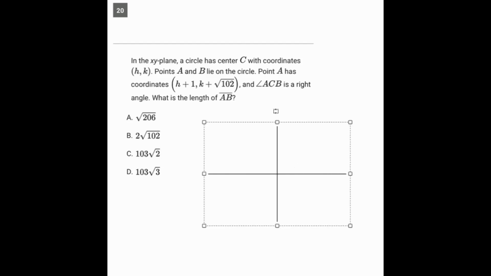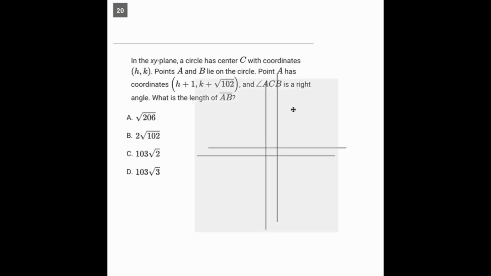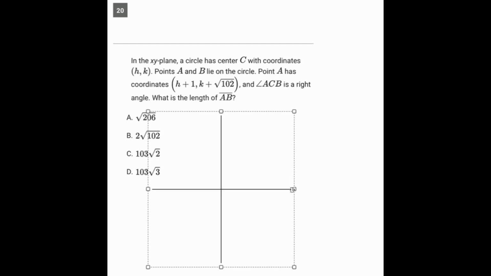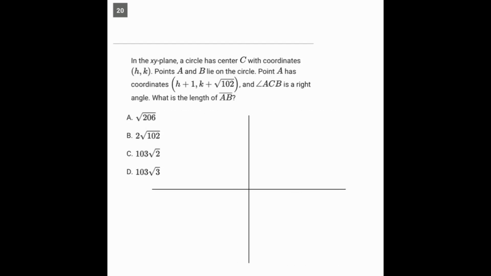Let's go to question 20 now. Here we have a circle and we have a point on the circle. And one way to start this question is to imagine an XY axis. And instead of the center being 0, 0, we're going to make it H, K, because we're told here that the center, point C, has coordinates of H, K.